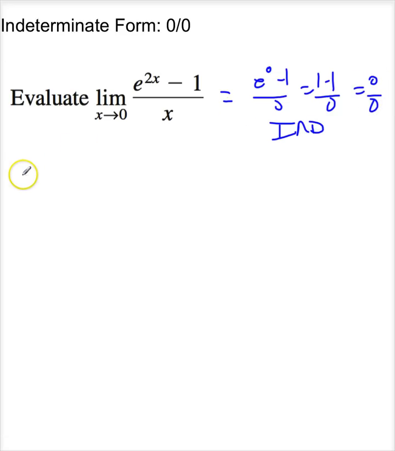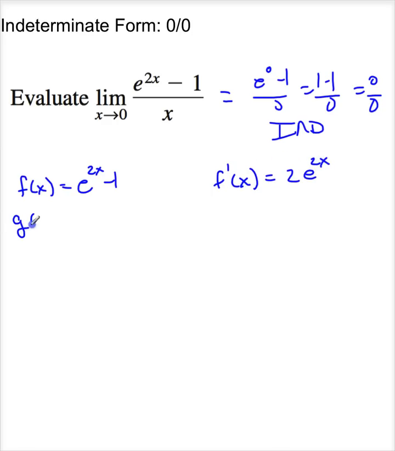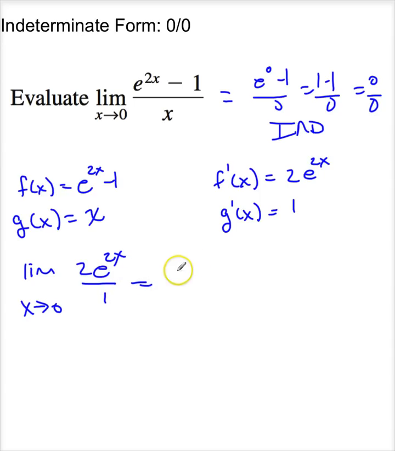So I'm going to break this up painfully for you. f of x is e to the 2x minus 1, so f prime of x is 2e to the 2x. g of x is x, so g prime of x is 1. So this becomes the limit as x approaches 0 of 2e to the 2x divided by 1. When I plug 0 in, I just get 2e to the 0, or 2.